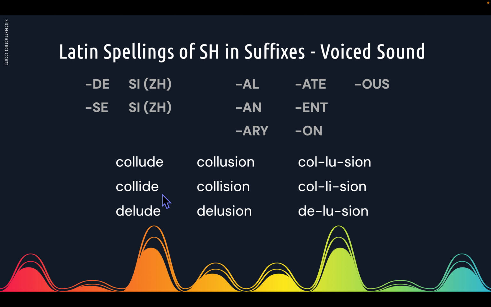Right here we have collide. It ends with a DE. So when we turn this verb into the noun collision, we're going to spell the zh sound with SI, collision. Right here we have delude, and when we turn this verb into the noun delusion, we're going to spell the zh sound with the SI, delusion.